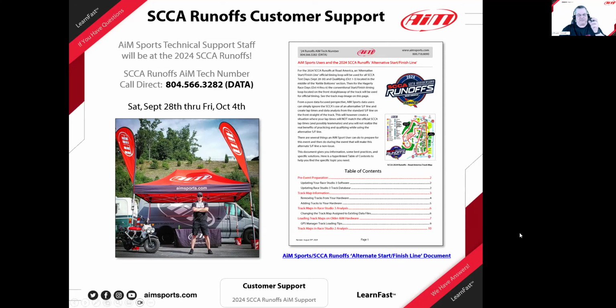That document has some very good directions on how to load track maps and change to different track maps that are available to you in Race Studio 3. So even if you're not going to be at the runoffs, I would download this document and read through it. It's fairly short and very specific. It has hyperlinks in the table of contents, so you can look at only certain things. It also covers current Race Studio 3 processes, with a section on Race Studio 2 for folks who are still using our previous software. So take a look at that document. I think there's a ton of value inside of it, even if you're not at the runoffs, but certainly for those that are there, it is valuable.